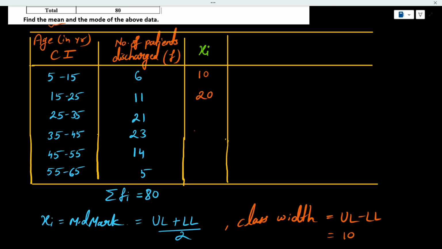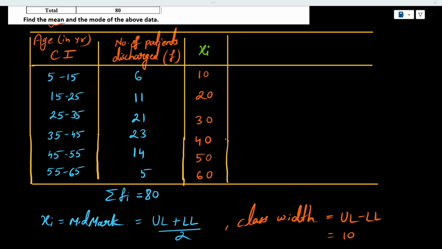So it will increase by 10. This is definitely going to be 30, then this will be 40. You can cross check also. 35 plus 45 is 80, 80 by 2 is 40. Next one, 45 plus 55 is 100, 100 by 2 is 50. If you know the class width is uniform, then the first two values should not be wrong, otherwise everything will go wrong. This is 60. Now my xi, if I observe, is very easy: 10, 20, 30, 40, 50, 60.